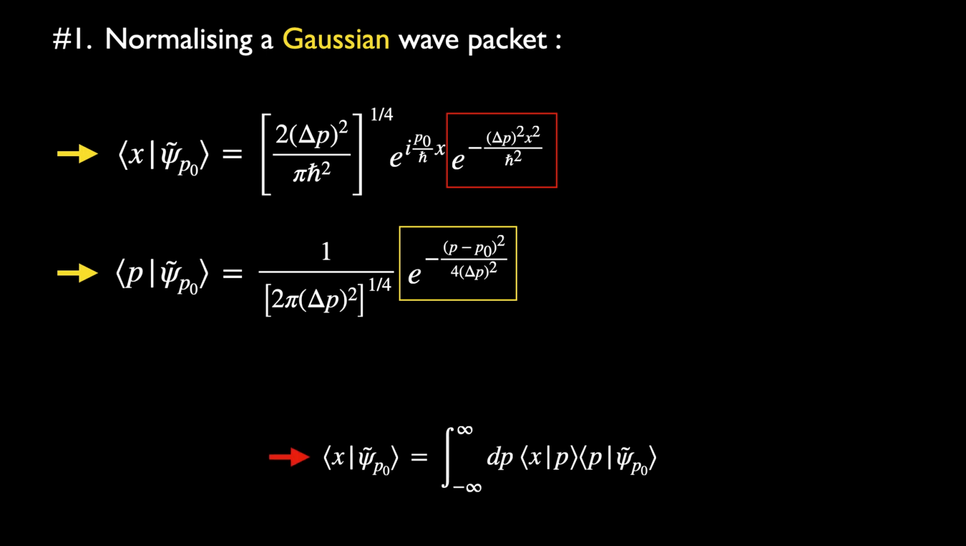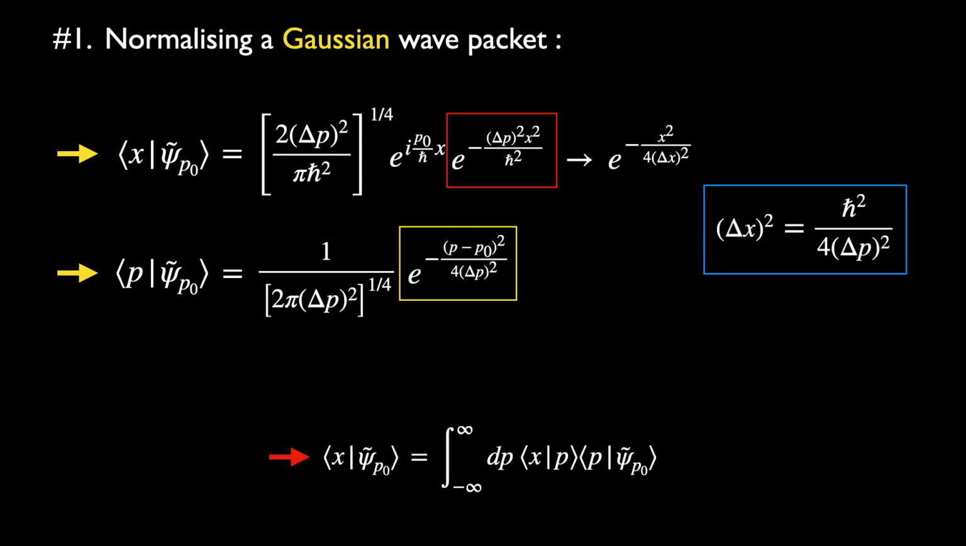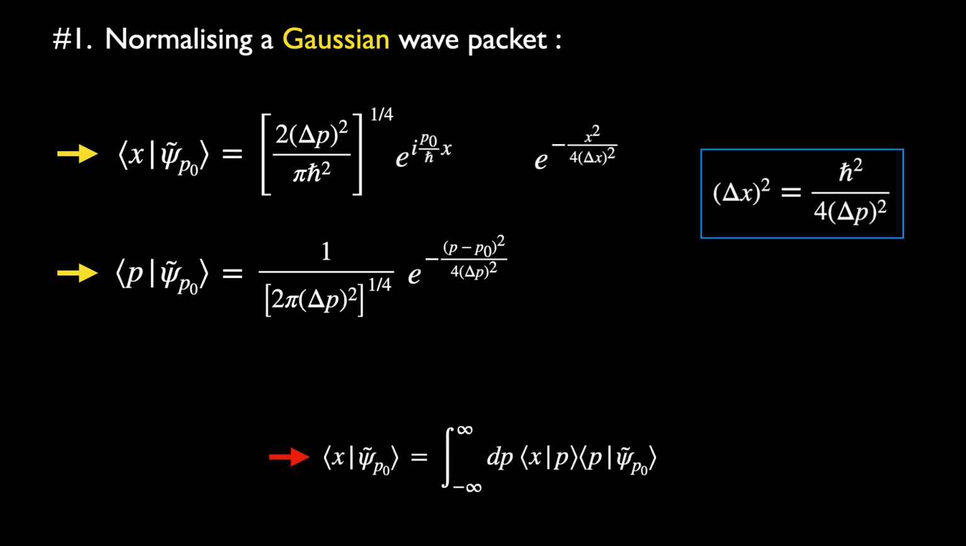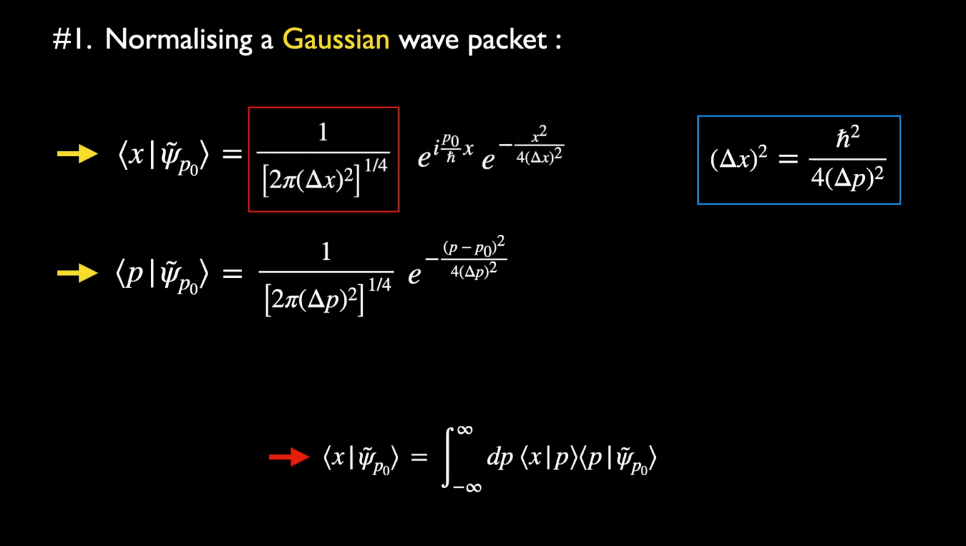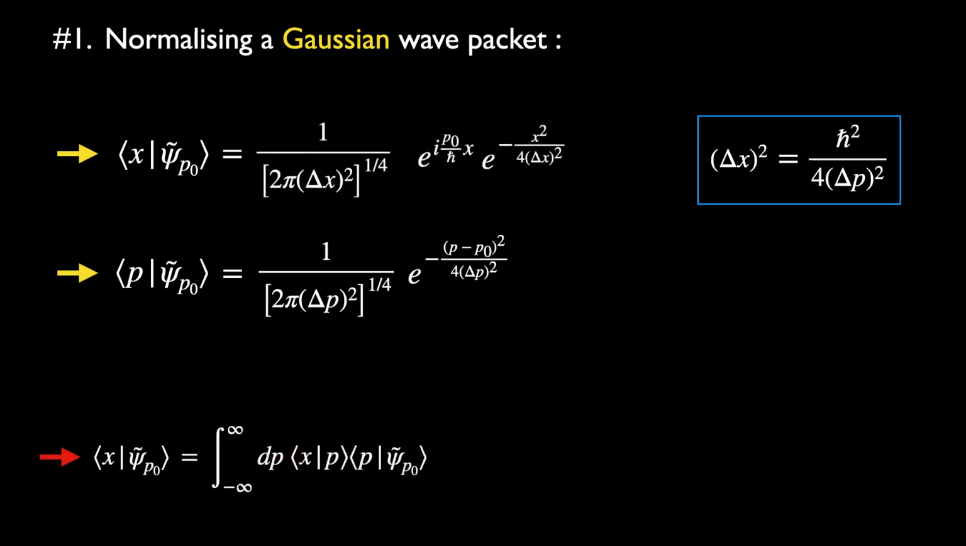Let's compare the spread of these two Gaussians. We can put the position space wave function into a form similar to its momentum counterpart, with delta x as a spread in position space, which is defined in the blue box. This equation relates the position spread of the particle to its momentum spread. Let's rewrite the constant factor in front and use the relation in the blue box. Now the similarities between the two Gaussians become even more apparent.